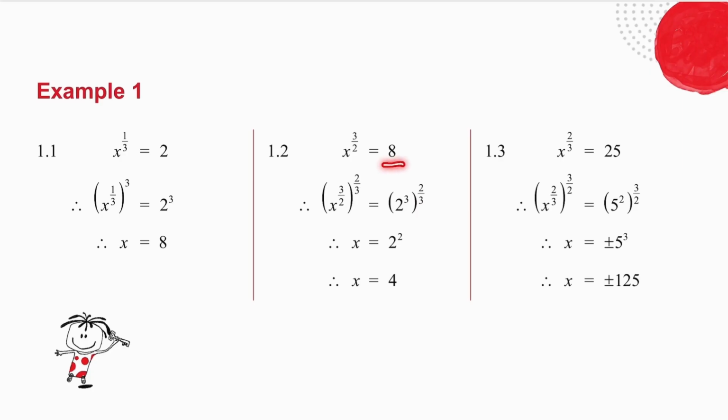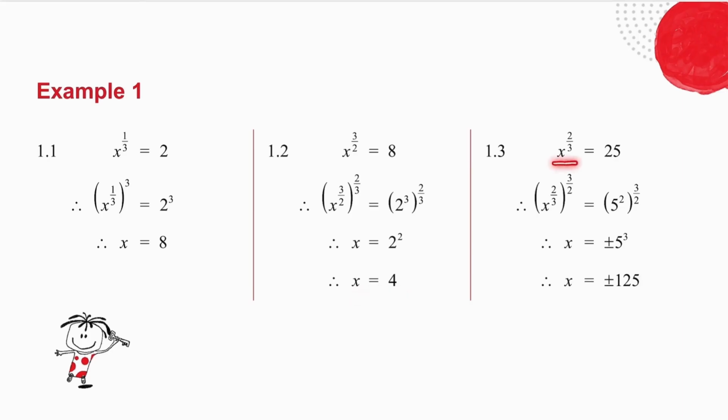What else I've done is I've written 8 as 2 cubed. That gives me x to the 1, in other words x. Multiply your powers together and you get 2 squared. In other words, x is equal to 4.